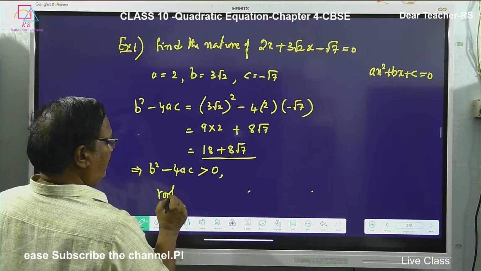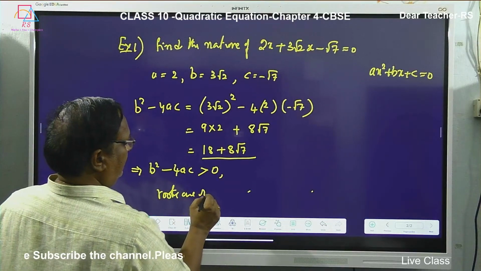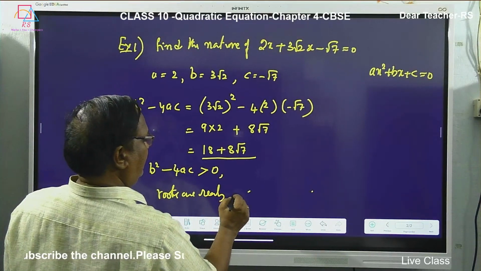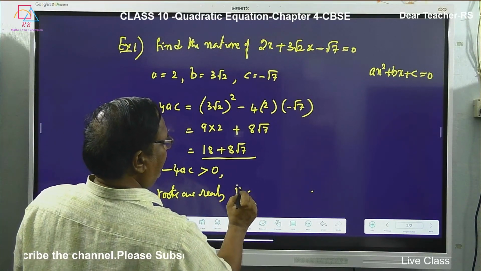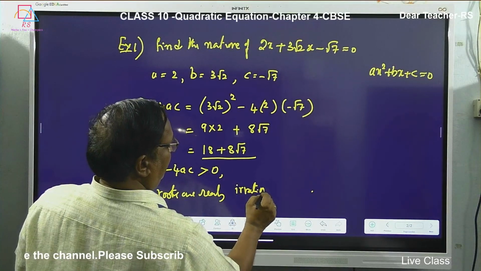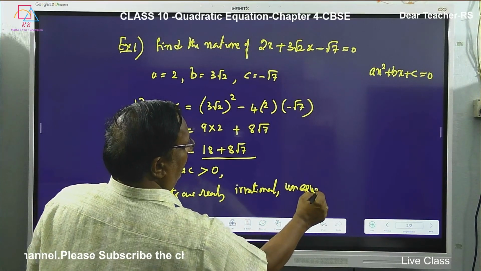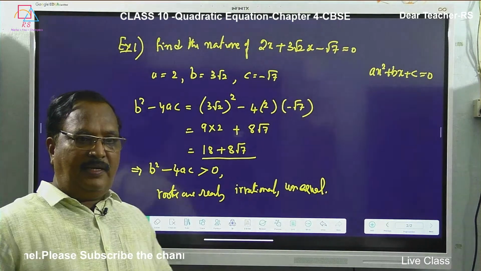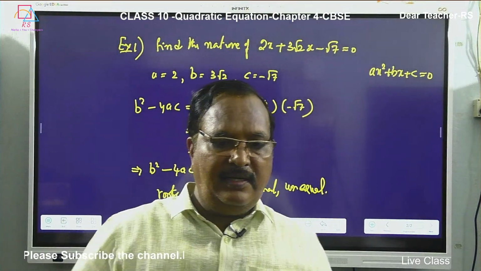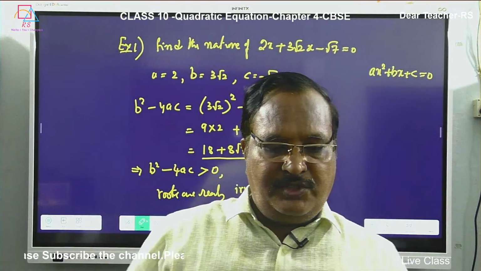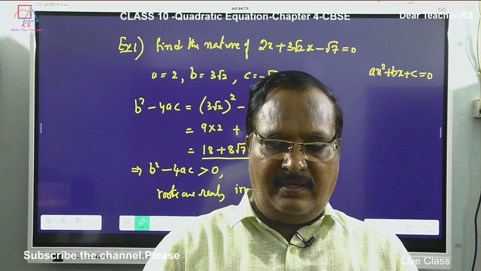Therefore, roots are real, irrational and unequal. Real, irrational and unequal.